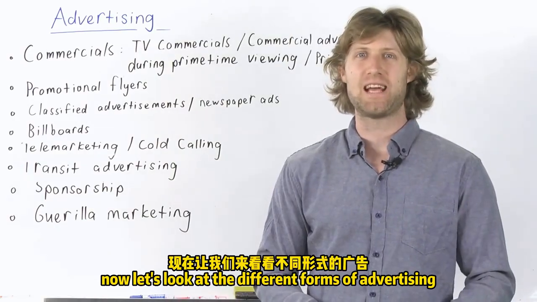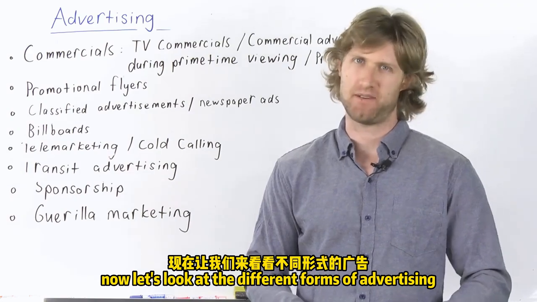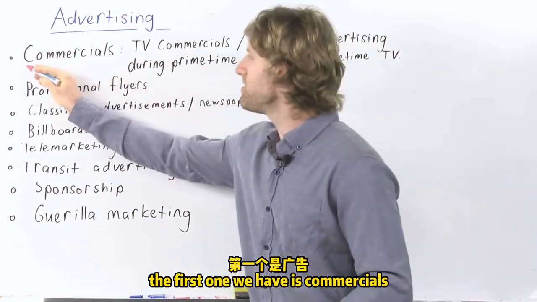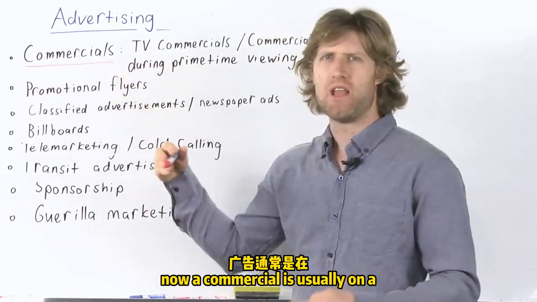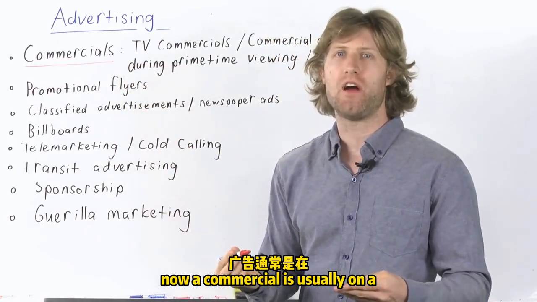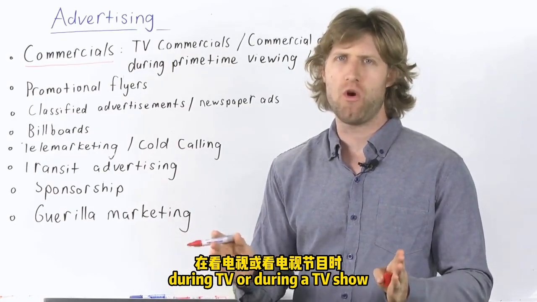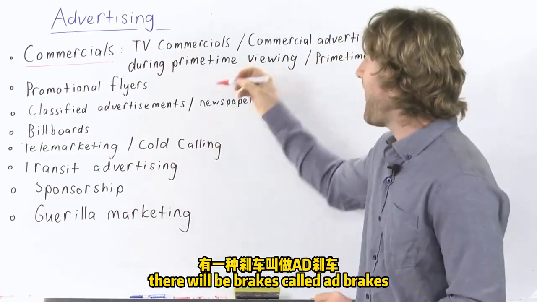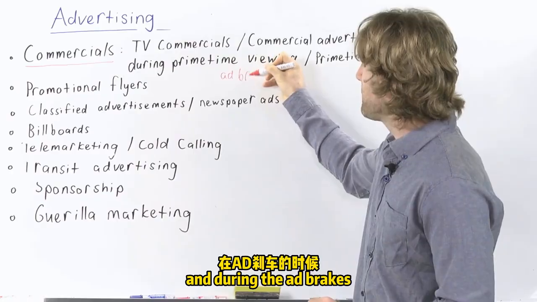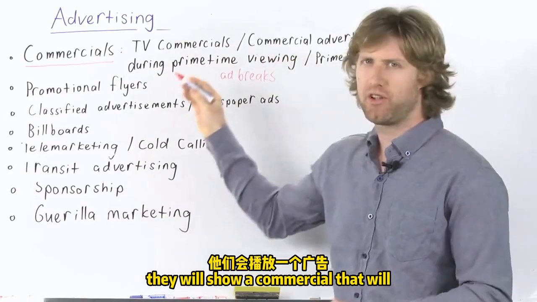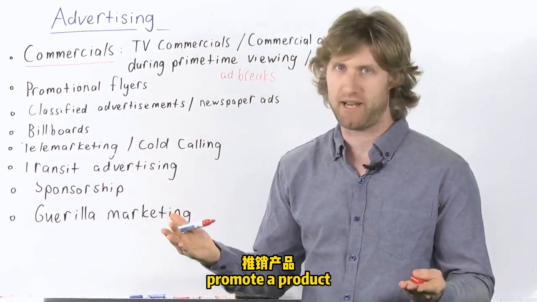Now, let's look at the different forms of advertising. The first one we have is commercials. A commercial is usually on during TV or during a TV show. There will be breaks called ad breaks, and during the ad breaks, they will show a commercial that will promote a product.